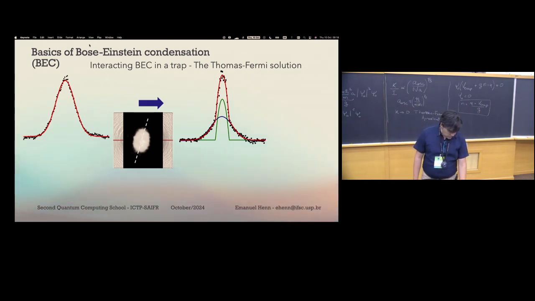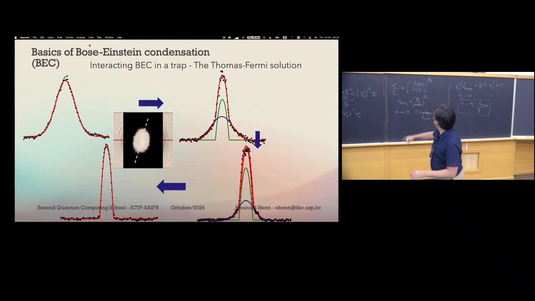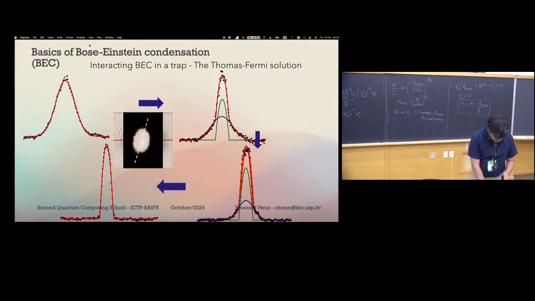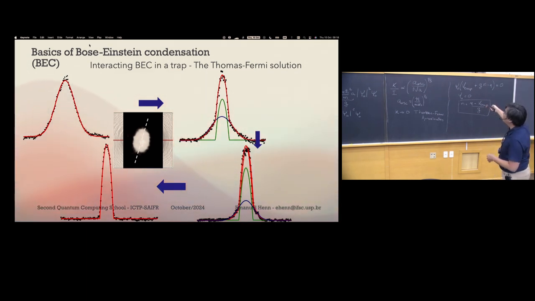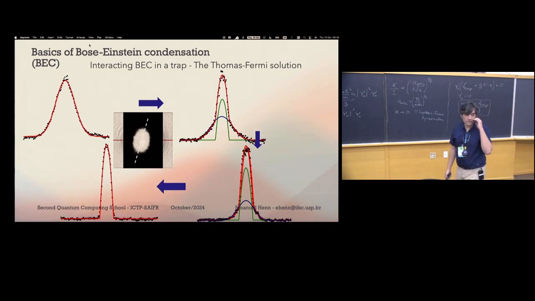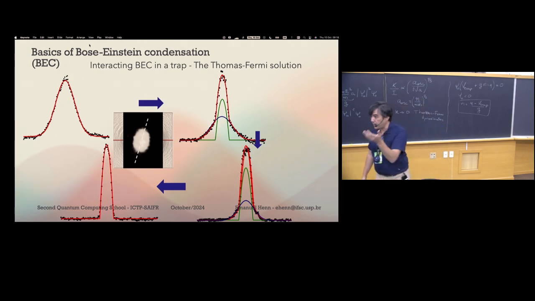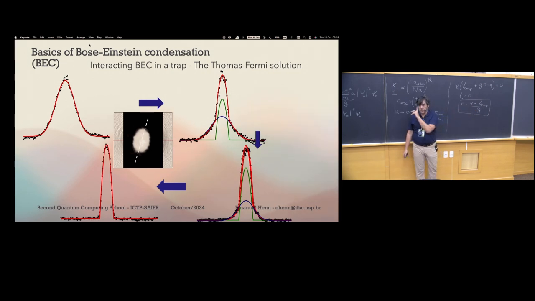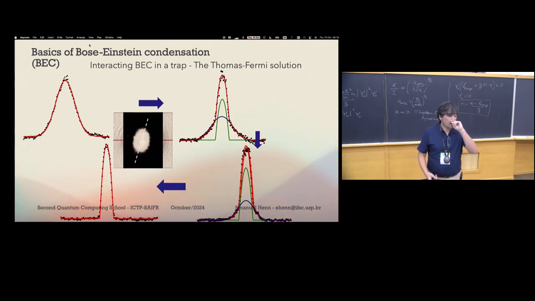If I cool this more, I get a smaller thermal fraction. If I cool this a lot, I barely see the thermal fraction, and I have a perfect parabola, because this is at the bottom of a harmonic potential, so a parabola. So our density distribution is an inverted parabola. Okay, good. This is the Thomas-Fermi solution.